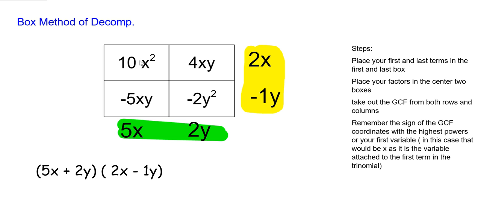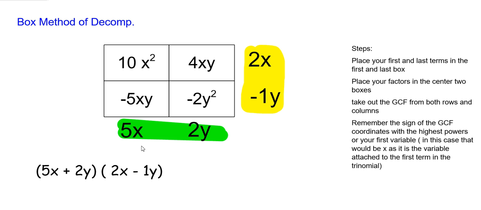Going down to the columns here, 10x squared and negative 5xy, they're both divisible by 5. They both have an x, so I can pull out a 5x. It's going to be positive because my highest power of x is positive. 2xy minus 2y squared, my highest power of x is once again positive, so I'm going to pull out a positive 2y. They are both divisible by 2, and they both have a y.